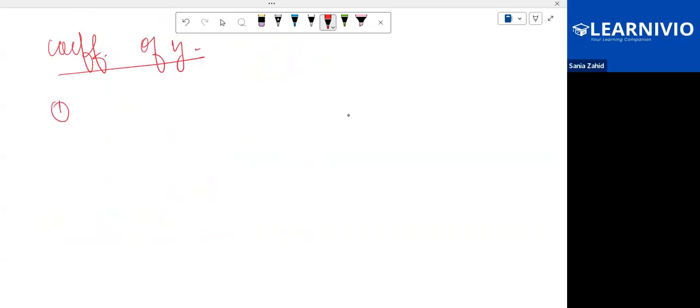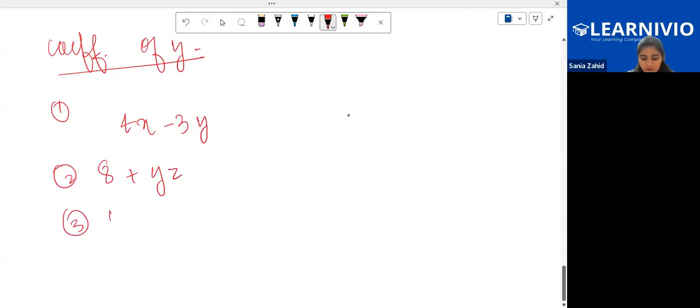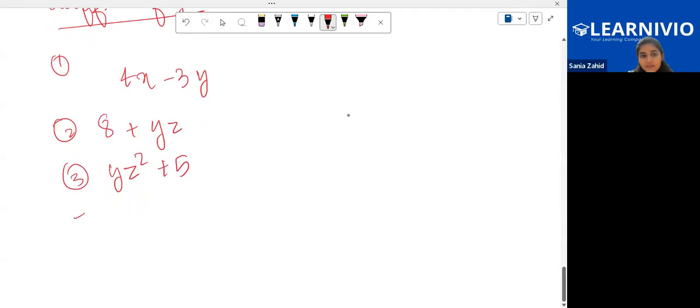So the first one is 4x minus 3y, 8 plus yz, yz square plus 5, and my plus m. Okay, please write the coefficients of y.